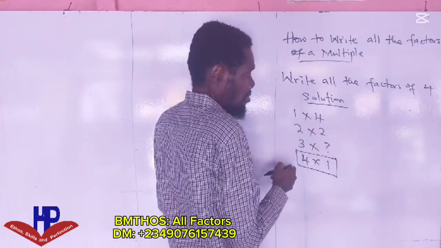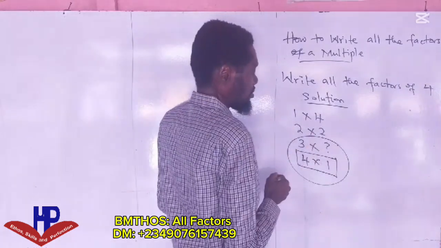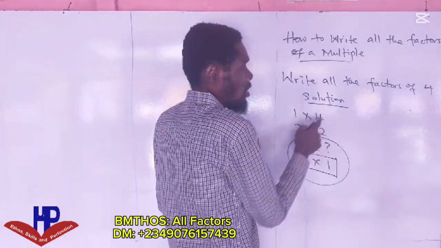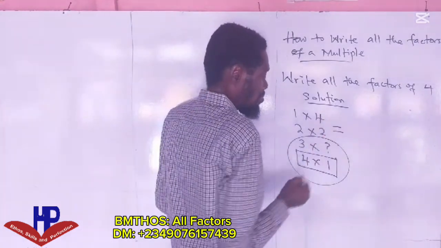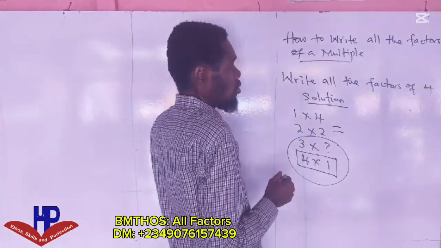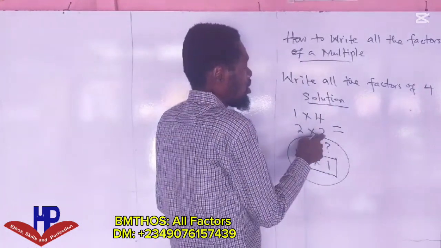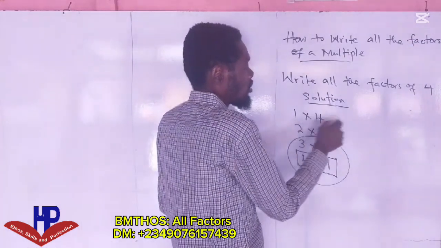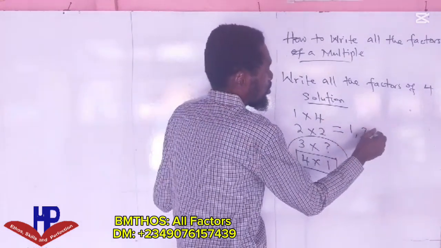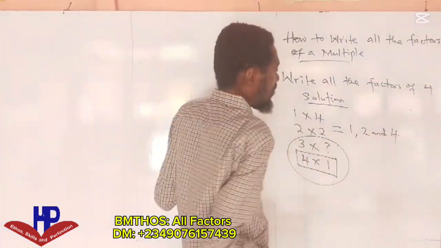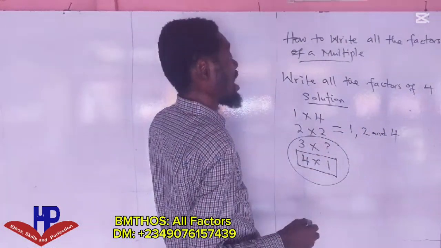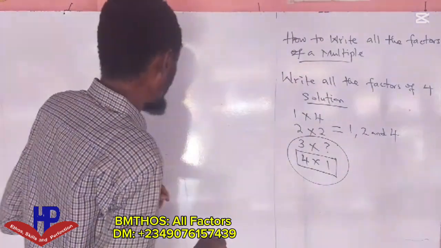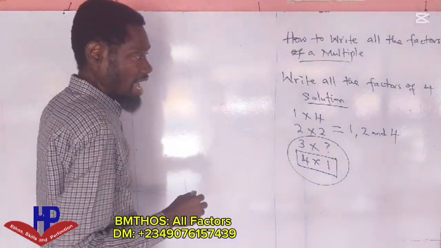So I do not need to repeat numbers, and we must not repeat a particular factor. Once I've written 2, I will not write 2 again. So here are all the factors that can divide 4: 1, 2, and 4. So the factors of 4 are 1, 2, and 4. Those numbers are the only numbers that can divide 4.